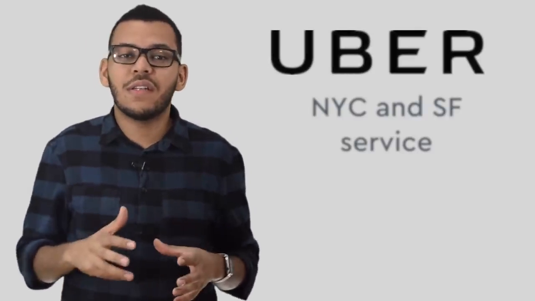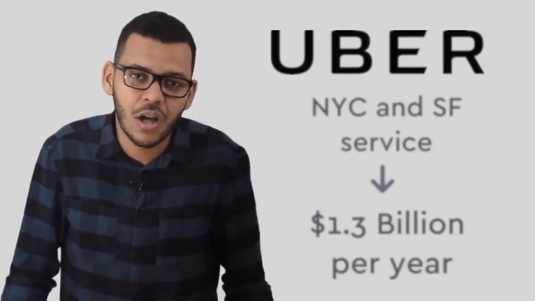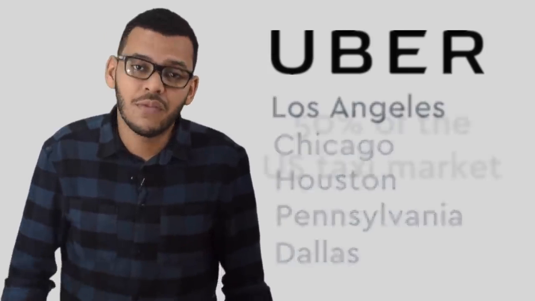So going back to our example, Uber planned to start as a New York City and San Francisco service, which already made a $1.3 billion per year market. Then they planned to expand to LA, Chicago, Houston, Pennsylvania, and Dallas, which already makes up 50% of the US taxi market. So based on this information, they estimated 3 scenarios.